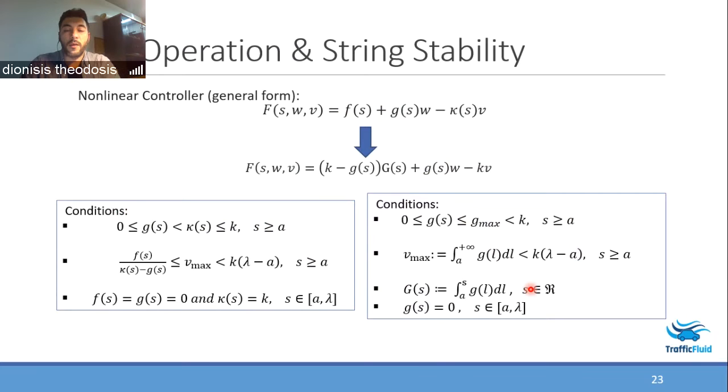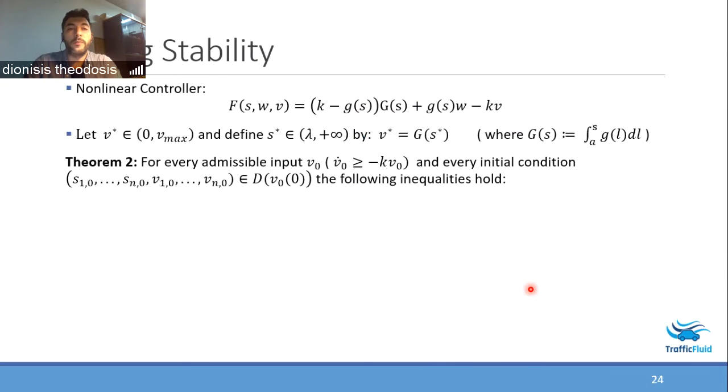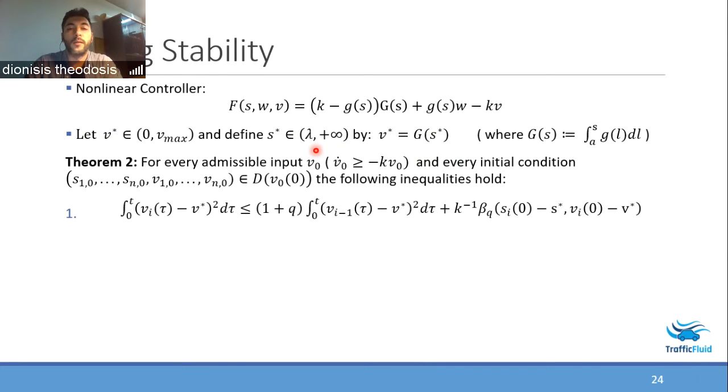Under these properties, we were able to show the following theorem. Given some desired speed and some desired distance, which satisfy this algebraic equation, we were able to show the following inequality. This is the L2 string stability requirement based on the energy of the system, motivated by the energy dissipation of the system, plus a term that depends on the initial conditions.